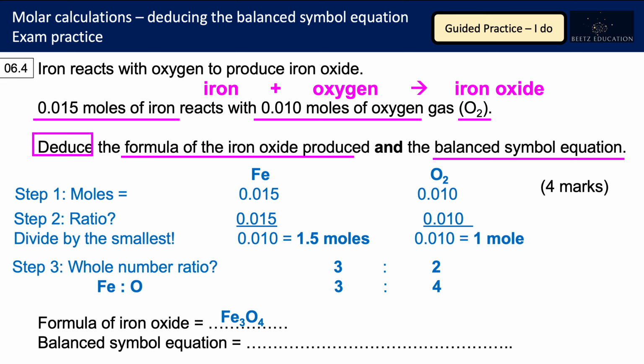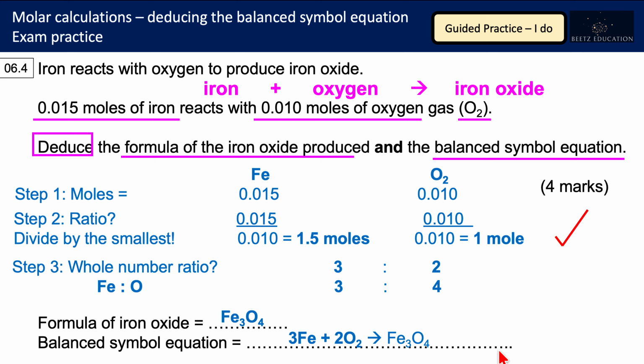What I've then done is use that to deduce the balanced symbol equation, firstly by putting my Fe3O4 as my product and then scaling back to my reactants using the question again to support me. Iron plus oxygen, they're my only 2 reactants, and to balance this I would need 3 atoms of iron to 2 molecules of O2 to produce 1 mole of Fe3O4.